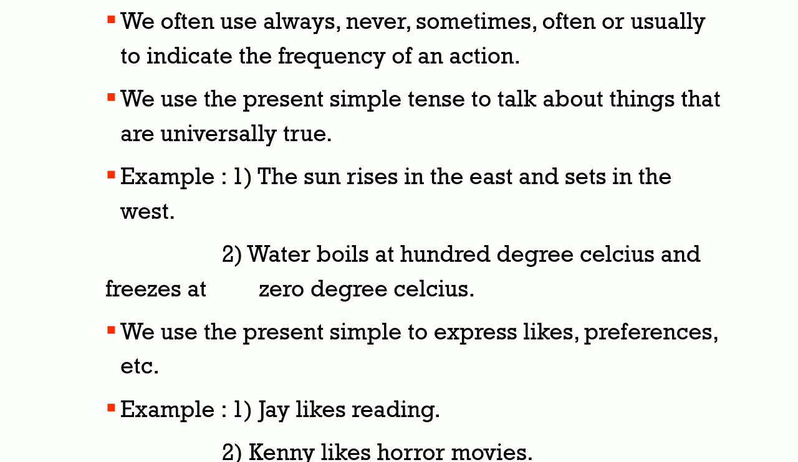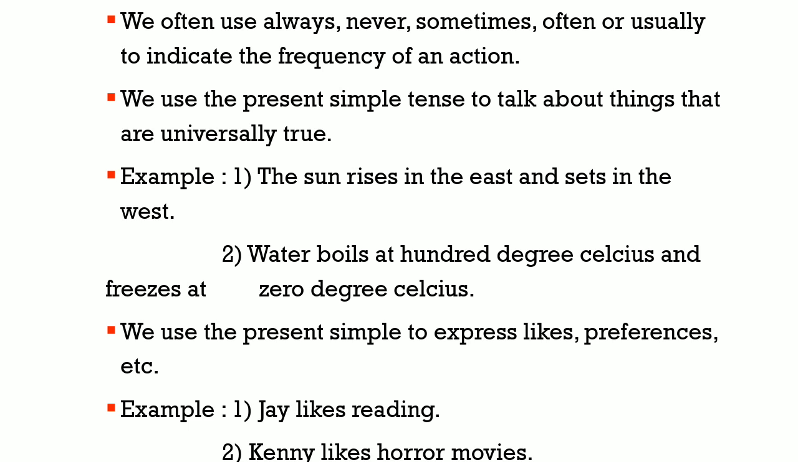नाउ और क्या चीज़ें हैं जिसमें हम सिंपल प्रेजेंट टेंस यूज़ करते हैं? What are the other things in which we use simple present tense? We often use always, never, sometimes, often or usually to indicate the frequency of an action. How regular an action has been conducted. Always होता है या never होता है या sometimes होता है या often होता है या usually होता है. Then हम बोल सकते हैं कि simple present tense करने की ज़रूरत है.